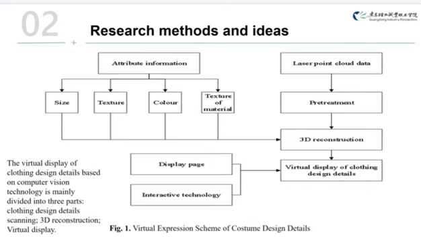The visual display of clothing design details based on computer vision technology is mainly divided into three parts. Clothing design details scanning, 3D reconstruction, and the visual display page.